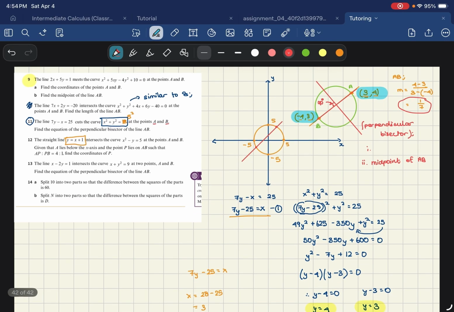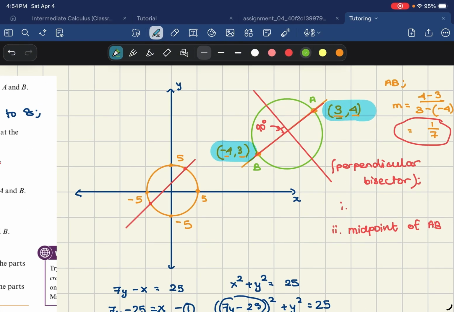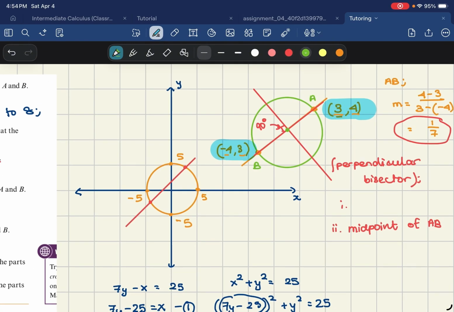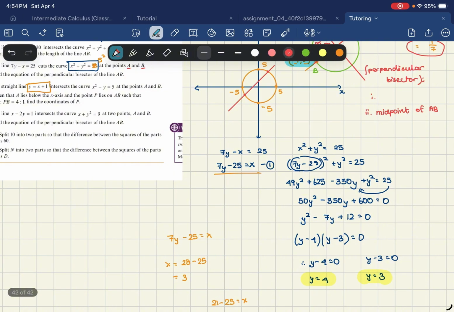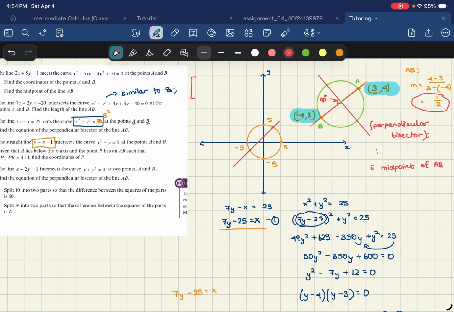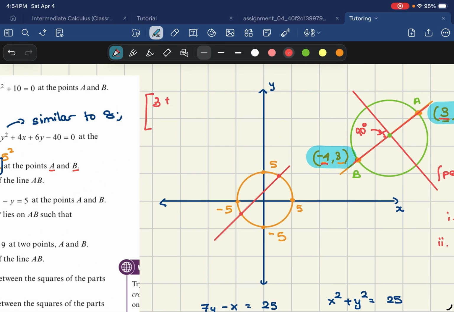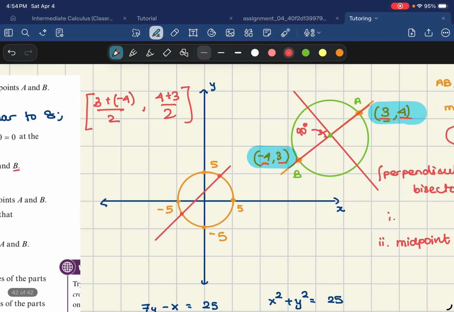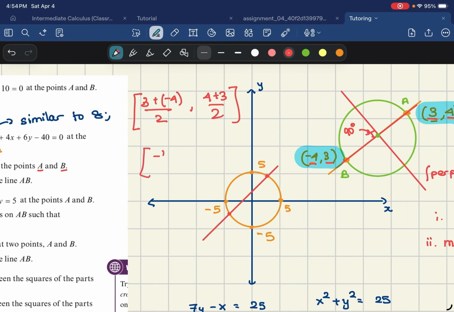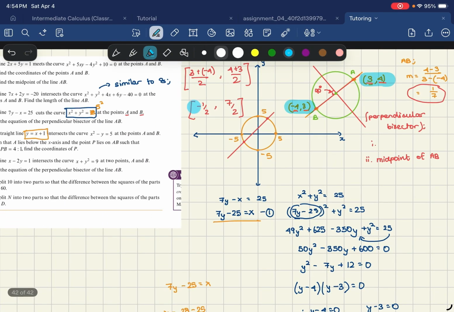And now we know the gradient of this line, and we also know that it must pass through the midpoint. So what is the midpoint? Let's see. The midpoint is going to be the average, right? So if you use this information here to calculate the midpoint, you take the average of your x's. So you take 3 plus -4 divided by 2, and you take the average of your y's. That is 4 plus 3 divided by 2. So you get 3 minus 4, that is -1 by 2, 7 by 2. That is your midpoint, right? So this is your midpoint.